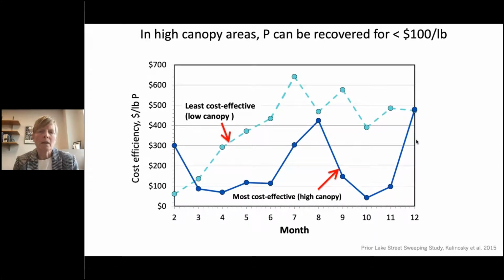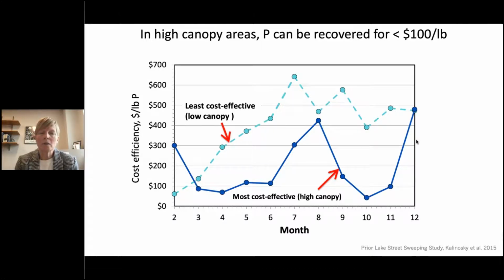I'm going to show you one slide from our Prior Lake study where we were actually able to quantify the cost of phosphorus removal through street sweeping, because we were able to do careful accounting of the capital costs, the depreciation, the fuel costs, the labor costs associated with street sweeping. So we could actually calculate the cost per pound of phosphorus removal of street sweeping.